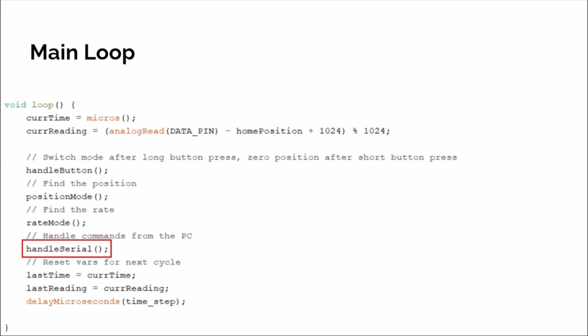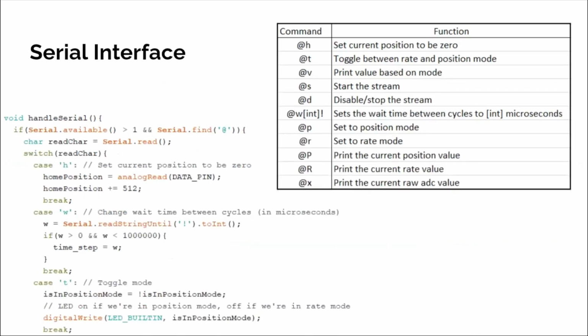The final function in the main loop is handling serial commands. The serial interface allows the ability for the PC to send commands to control the test stand control board rather than using the button. A list of commands is shown on the top right. A similar structure is used in the code. When the amount of serial bytes available is greater than 1, we search for the @ sign, which signifies the beginning of a command. We then read the following char, which represents which command we want.